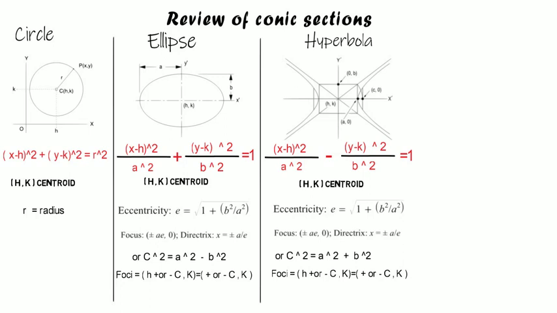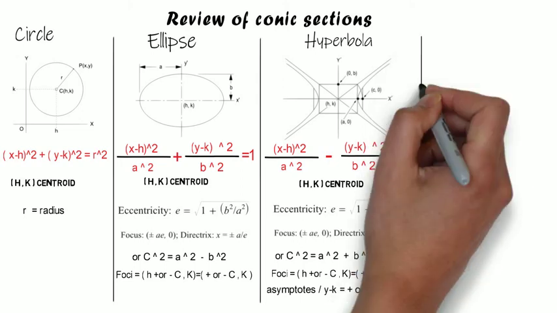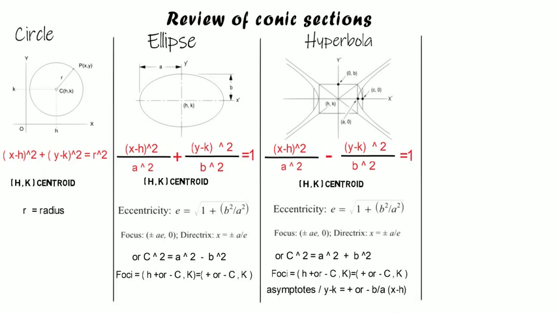Also, you may be asked to find the asymptotes equation. Consider you have a centroid point h and k, and you have to find the slope of the asymptotes. It's plus or minus b divided by a. If the hyperbola is about the y-axis, the slope is plus or minus a divided by b. Then you substitute in the line equation, so the asymptotes equation is y minus k equals plus or minus b divided by a multiplied by (x minus h).